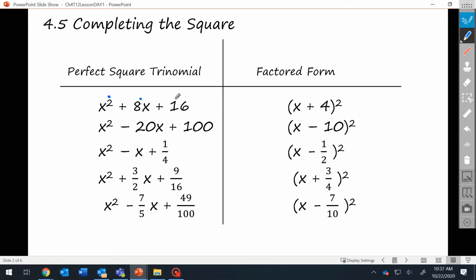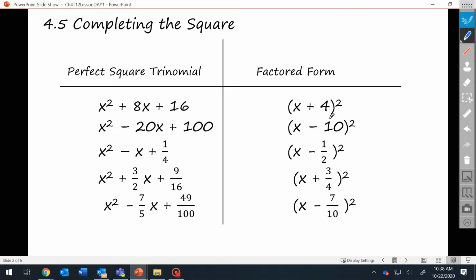So x squared plus 8x plus 16. You can see positive 16, positive 8, that it factors into x plus 4 squared. Same thing with x squared minus 20x plus 100 factors into x minus 10 squared. X squared minus x plus 1/4 factors into x minus 1/2 squared. And x squared plus 3/2 x plus 9/16 factors into x plus 3/4 squared. And x squared minus 7/5 x plus 49/100 factors into x minus 7/10 squared.